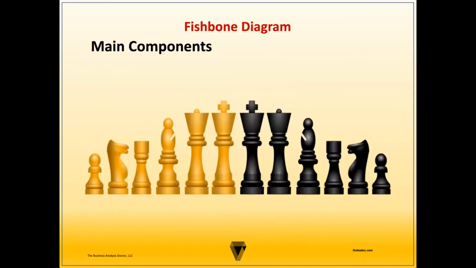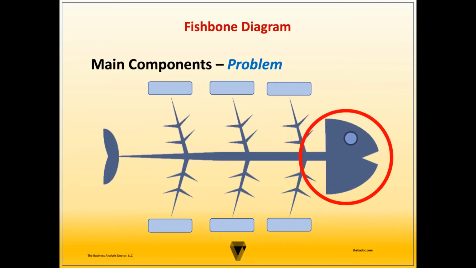Now let's look at the main components of Ishikawa's fishbone diagram. The first component of the diagram is the problem. This is a high-level description of the issue or effect that needs to be understood. It's the focus of the diagram and serves as the starting point to explore all of the potential causes that might be contributing to it.